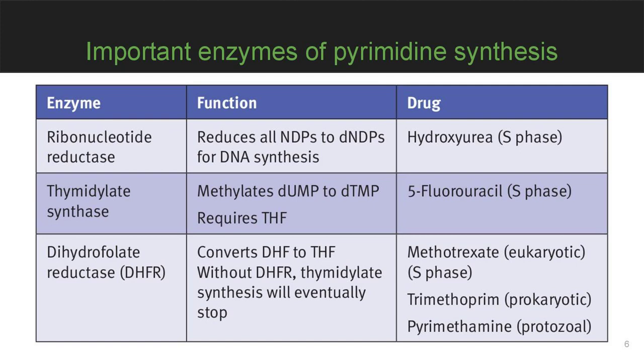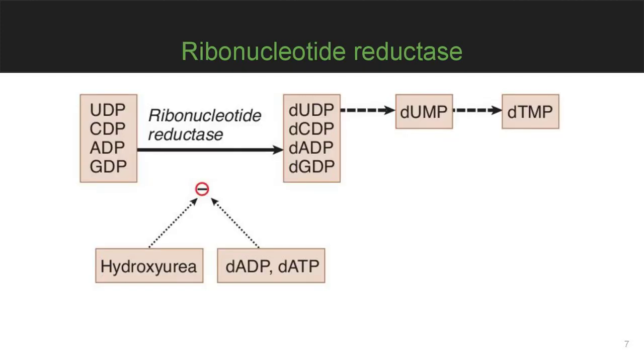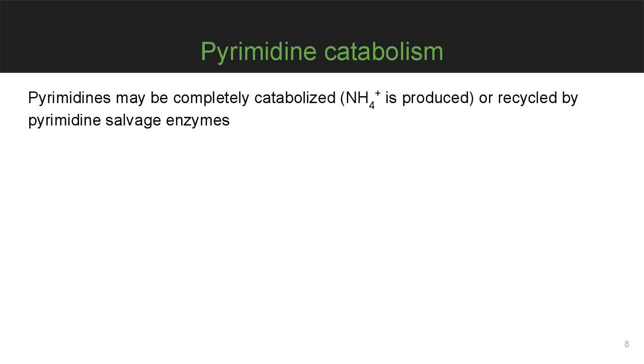This enzyme is inhibited by methotrexate, trimethoprim, and pyrimethamine. Ribonucleotide reductase is required for the formation of the deoxyribonucleotides for DNA synthesis. All 4 nucleotide substrates must be diphosphates. dTTP and dATP strongly inhibit ribonucleotide reductase. Hydroxyurea, an anti-cancer drug, blocks DNA synthesis indirectly by inhibiting ribonucleotide reductase. Pyrimidines may be completely catabolized to form ammonia as a product or recycled by pyrimidine salvage enzymes.